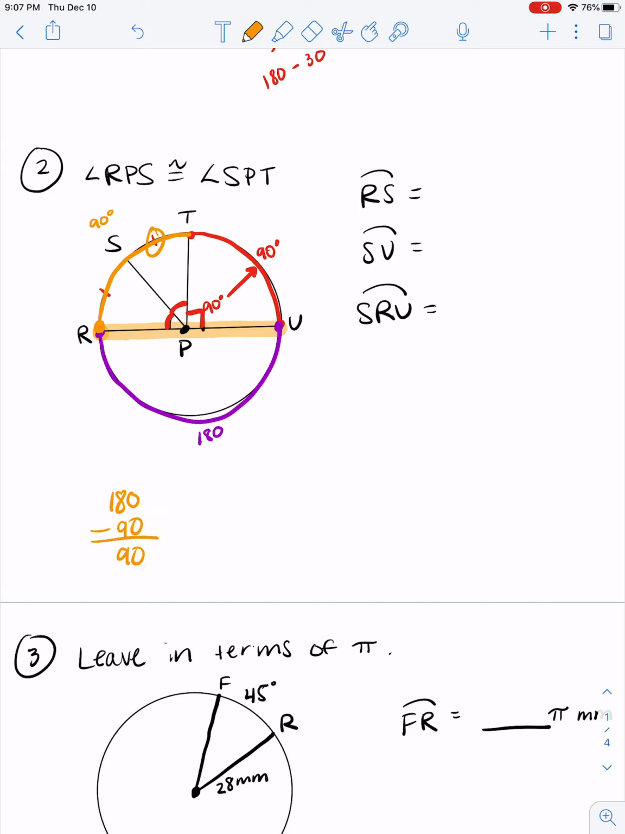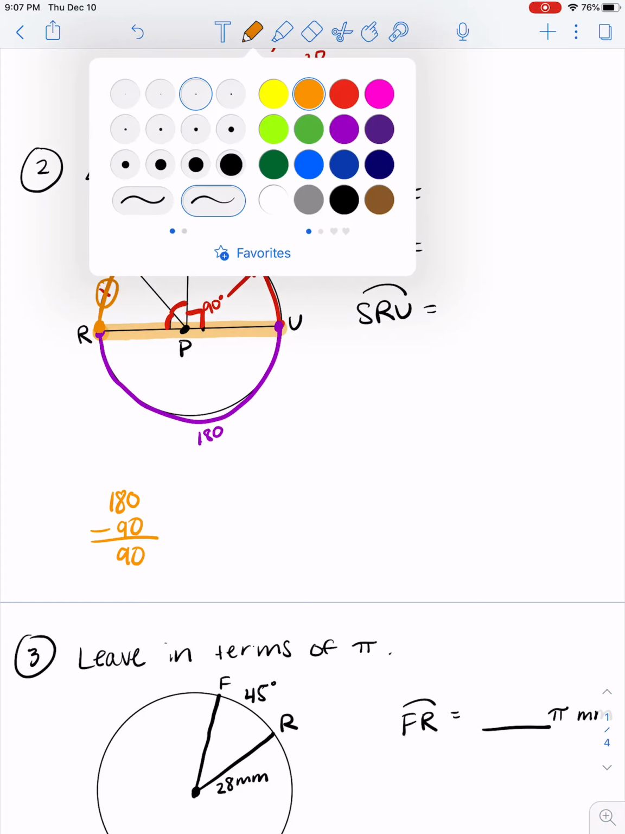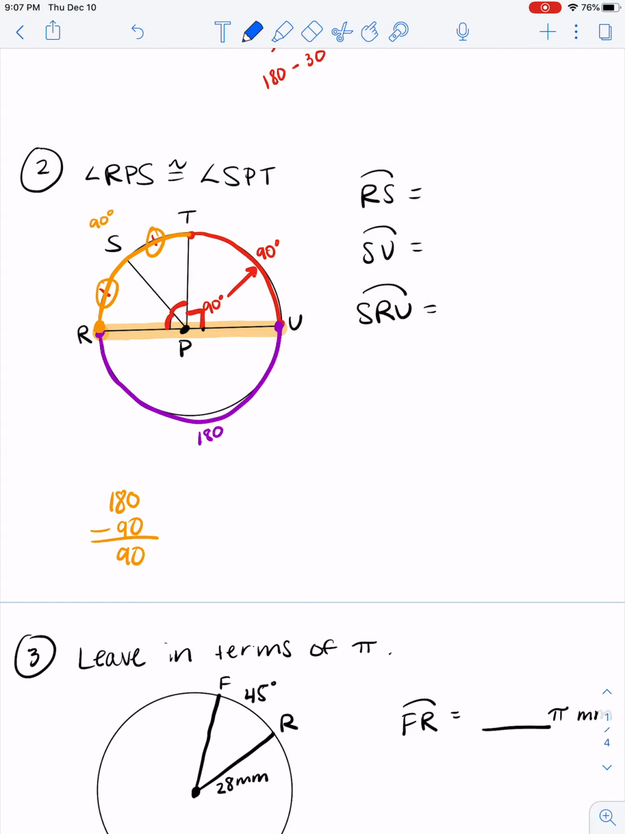And then these are the same. So if those are the same, then each of those little parts, this part and this part, is half of that 90-degree angle. So I'm going to do 90 divided by 2, and I get 45. So this arc is 45, and this arc is also 45. The bottom half is 180, the top half is 180, then we just use that 90 that we're given to find the other pieces.